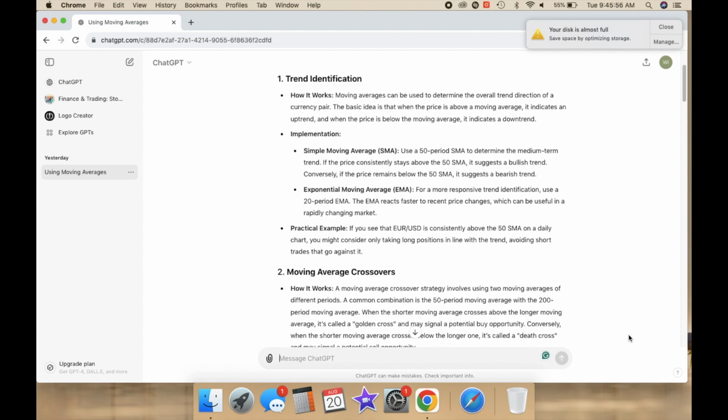How it works: moving averages can be used to determine the overall trend direction of a currency pair. The basic idea is when the price is above a moving average, it indicates an uptrend, and when the price is below the moving average, it indicates a downtrend. It gave 2 different examples of how to use the moving average to find a trend. It gave the option of using an SMA of 50 or an EMA of 20. Essentially, if the price is above that line, the trend is bullish, and if the price is below that line, the trend is bearish.